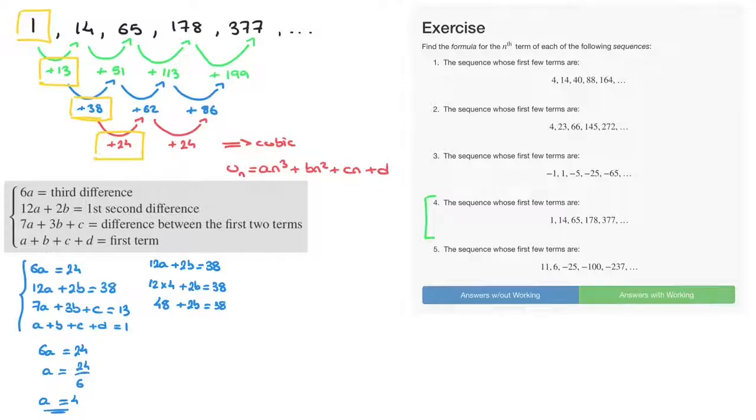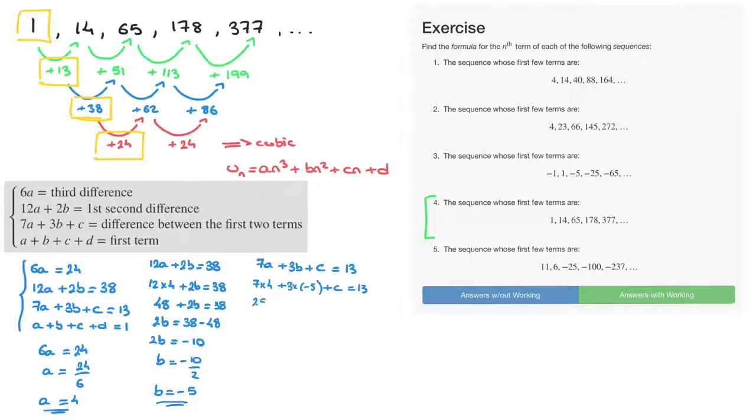We now subtract 48 from each side of this equation. That leads to 2b equals to 38 minus 48. That's 2b equals to negative 10. And finally, dividing both sides by 2, we find b equals to negative 10 over 2. That's b is equal to negative 5. Now that we have b, we move on to the third equation, which was 7a plus 3b plus c equals to 13. But we know a is 4 and we know b is negative 5, so this turns into 7 times 4 plus 3 times negative 5 plus c equals to 13.